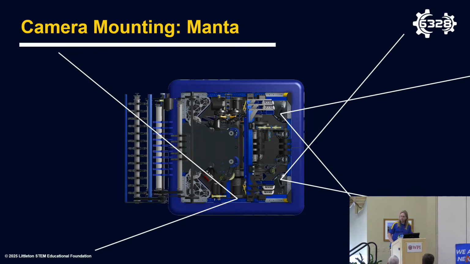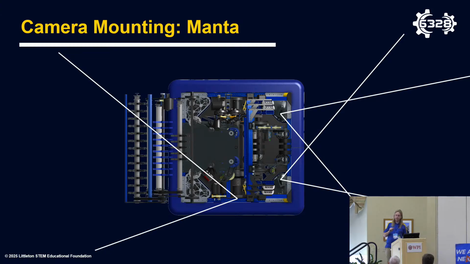Okay, for an example of what that looks like, here's our 2025 robot Manta. And diagrams like this are super helpful for figuring out where your cameras should be. And definitely take advantage of Robot CAD. You can place the robot on a field and check what all of your fields of view are, where they line up with field elements. It's super helpful.